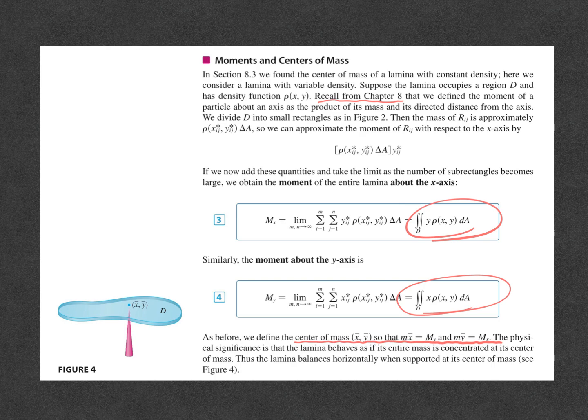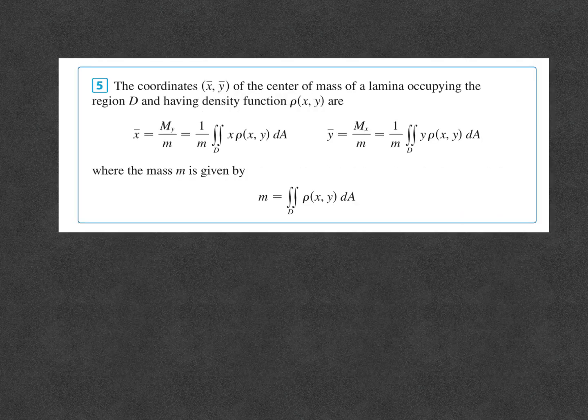The moment looks very similar to the mass formula that we had. And here's what's important. The physical significance is that the lamina behaves as if the entire mass is concentrated at the center of mass. So the lamina balances horizontally when supported at the center of mass. If you think about the center of mass, that's where your balancing point could be. Again, here are pretty formulas that I'm not going to make you memorize. I'm going to give them to you on a reference paper.